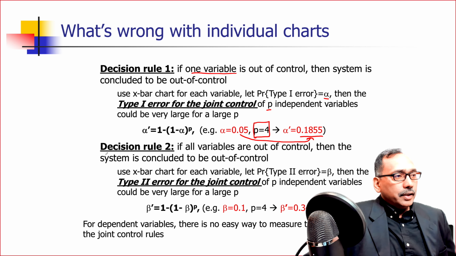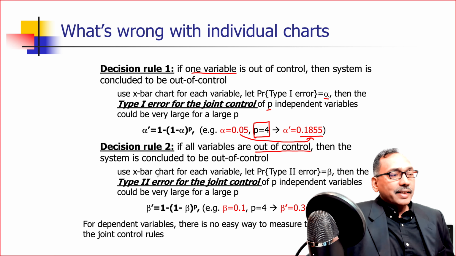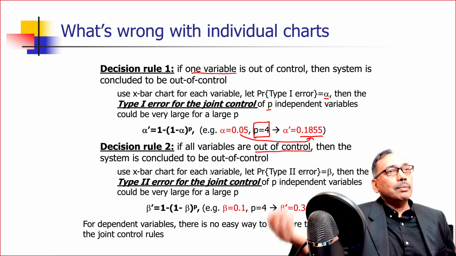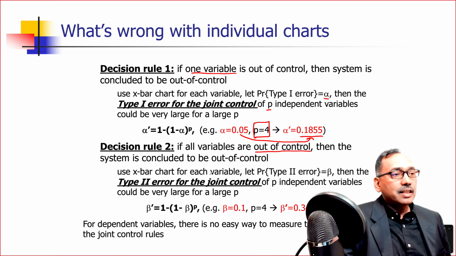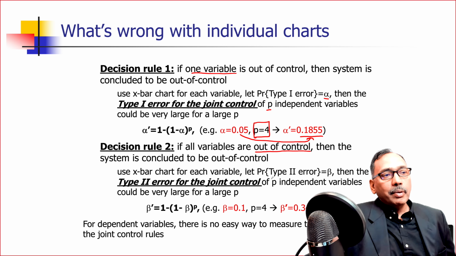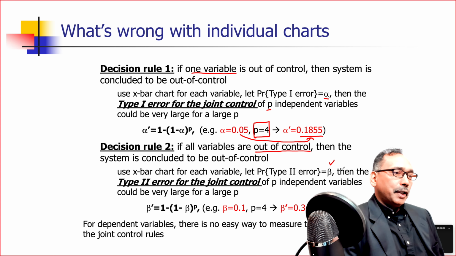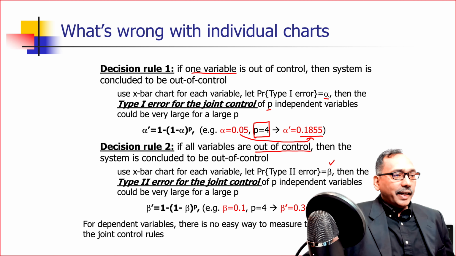If you consider decision rule number 2, if all variables are out of control, then the system is concluded to be out of control. Use X bar chart for each variable. We are only talking about monitoring X bar, or the average, assuming variability is in control. So let the probability of type 2 error be beta. We always represent that probability by beta. So you do the math again.